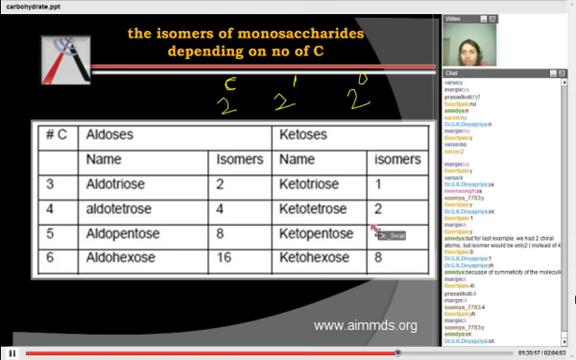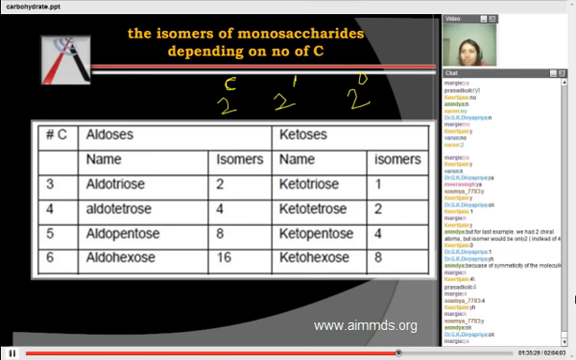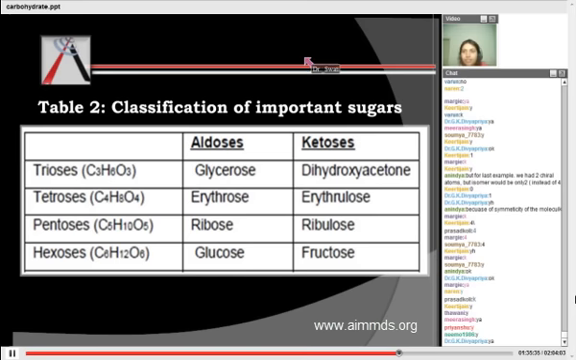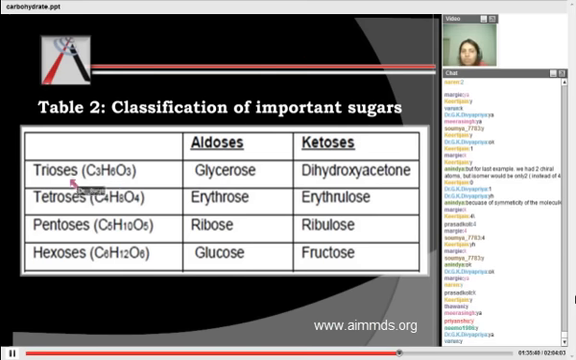Okay, so the number of chiral carbons determines how many isomers, the D and L isomers, it may have. Are you all clear with this? Great.